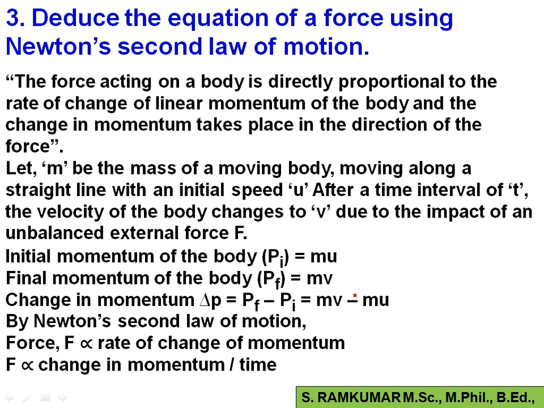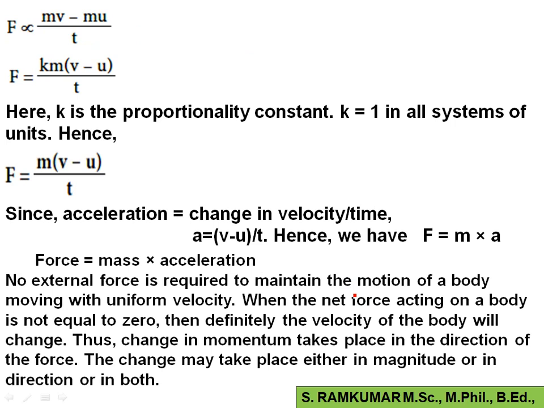Initial momentum of the body, Pi, equals mu. Final momentum of the body, Pf, equals mv. Change in momentum, delta P, equals Pf minus Pi, equals mv minus mu. By Newton's second law of motion, force F is directly proportional to the rate of change of momentum. So F is proportional to change in momentum by time. F is proportional to (mv minus mu) by t. F equals km into (v minus u) by t. Here k is the proportionality constant. K equals 1 in all systems of units. Hence F equals m (v minus u) by t.